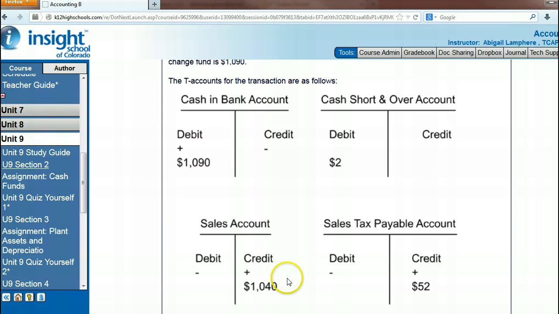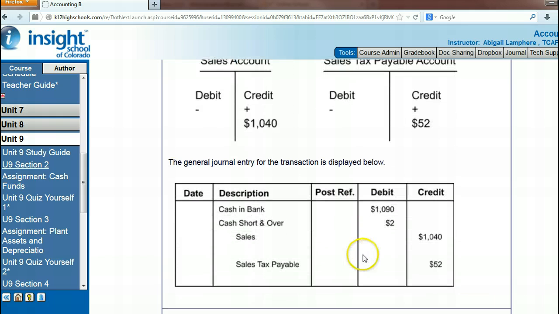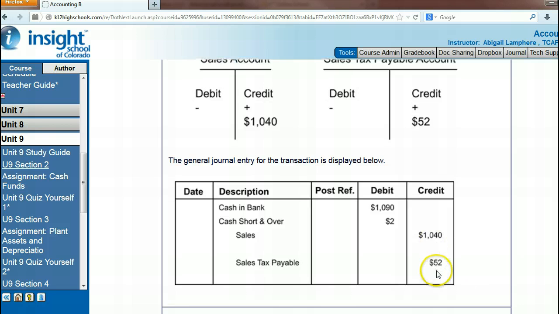Our debits and credits need to equal. So right now we have $1,090 in debits and $1,092 in credits. That also helps you figure out, okay, this must be a debit, because I need $2 more in my debits to equal my credits. Okay, and then this is what the journal entry would look like. We have our cash and bank being debited, our cash short and over account being debited, our sales revenue being credited, and sales tax payable credited.